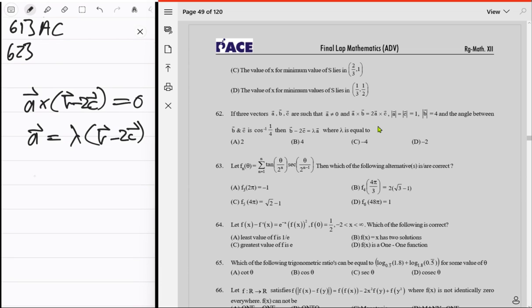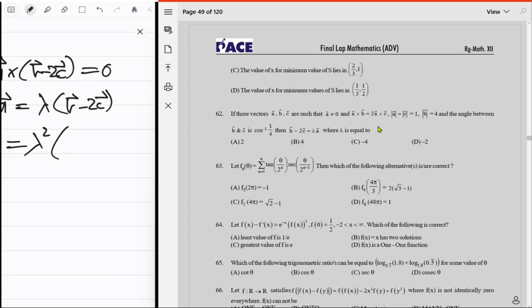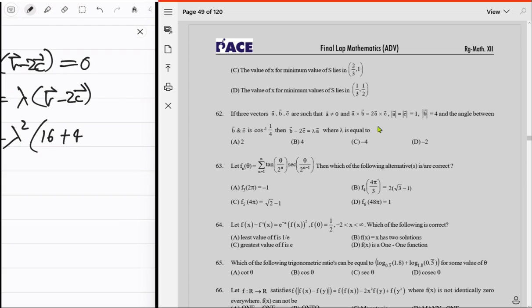That means A is just a multiple of B vector minus 2C vector. And then you square it, like A square, which is actually just 1. So 1 is equal to lambda square times B square, which is what? The magnitude of B is just 4, so the square is 16. Plus 4 times C square, which is just 4, because the magnitude of C is 1. And then minus 4 B dot C, which is magnitude of B times magnitude of C, which is, I assume that is the smaller angle, whatever. So B times C is just 4, and that times cosine is just 1 upon 4.